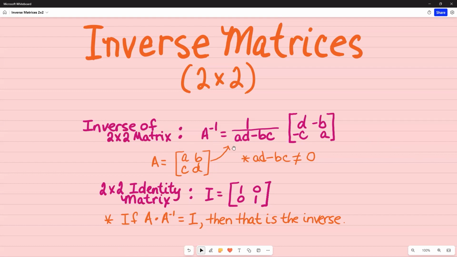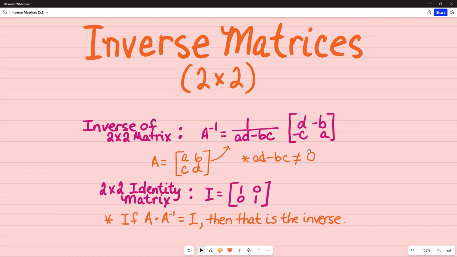But then you want to try to find the inverse, which is notated by A to the negative 1, by using 1 over the determinant times, and once you multiply times this new matrix, you're going to swap out your A and your D position. So D is first and then A is last. And then for your B and your C, the only thing that you do is you change your sign. So you just multiply times a negative.